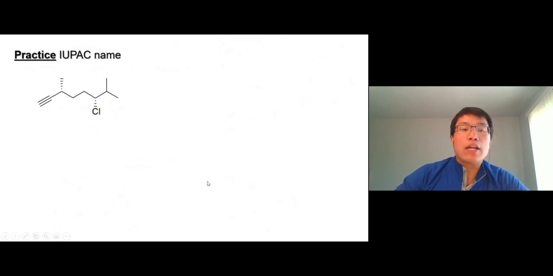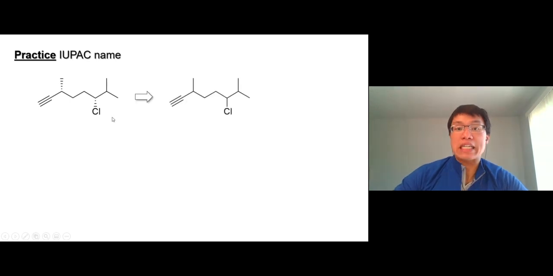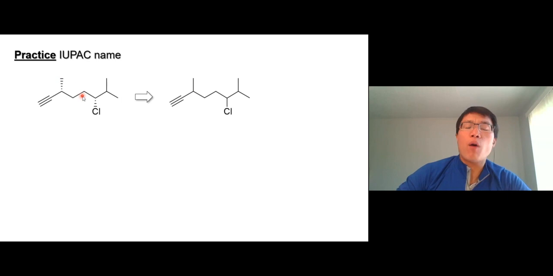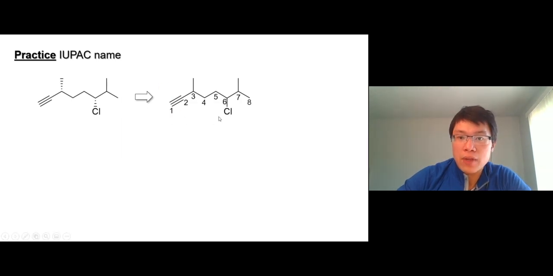Now let's do IUPAC naming together here. If there's stereochemistry, I usually ignore it at the beginning. I just imagine or draw a new molecule that looks just like it, but without the stereochemistry. We can always come back to the stereochemistry later. So how do we start counting? Alkyne right here, start from the alkyne. So we go 1, 2, 3, 4, 5, 6, 7, 8.